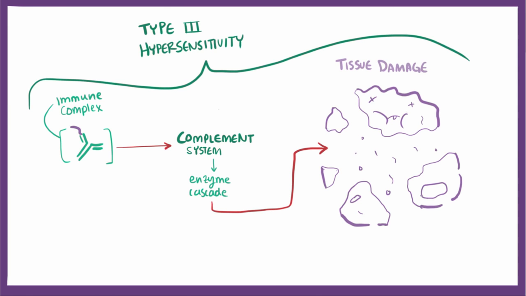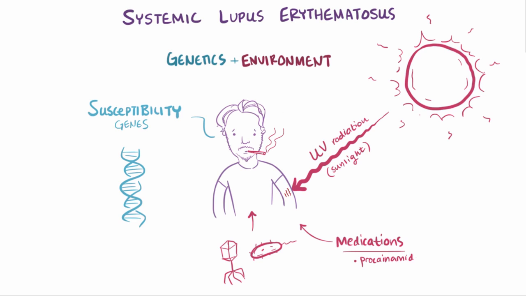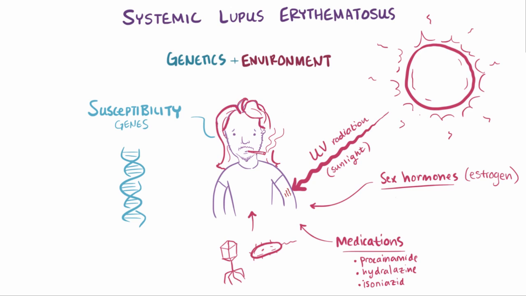UV radiation isn't the only way to damage cells though, right? It therefore isn't the only trigger that's thought to be associated with lupus. Other potential triggers that have been associated with lupus include cigarette smoking, viruses, bacteria, use of certain medications like procainamide, hydralazine, and isoniazid, as well as sex hormones, particularly estrogen, which might be partly why lupus is more common in women, especially considering it's about 10 times more common in women than men during reproductive years, but only about 2 or 3 times more common in childhood or past the age of 65.